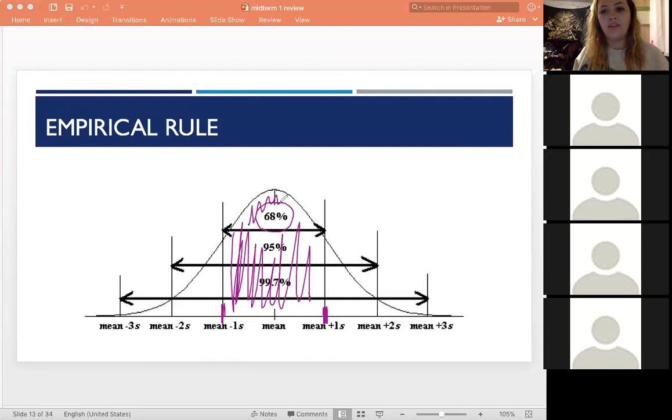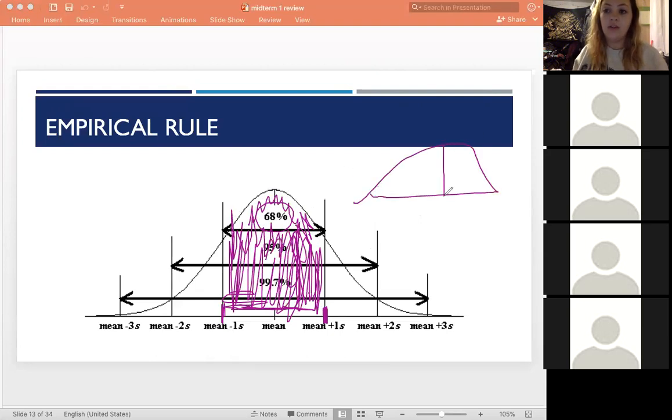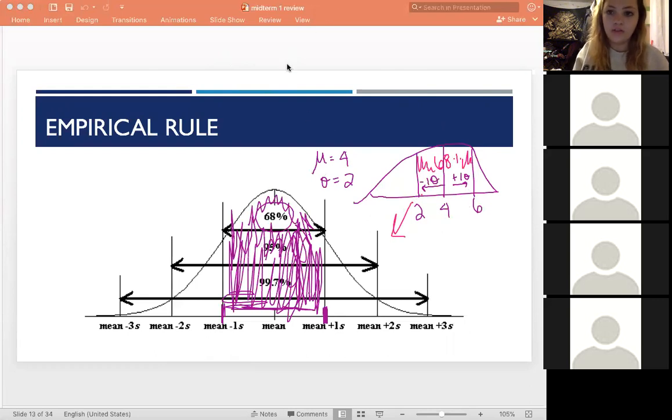So point being, 68% of our data lies between plus or minus one standard deviation of the mean. And this goes for anything. If we had a curve like this, and let's say it had a mean of 4 and a standard deviation of 2. If I go to the mean of 4, and then go over one standard deviation on either side, plus one standard deviation and minus one standard deviation, that would give us 6 and 2. And still, according to the empirical rule, plus or minus one standard deviation, 68% of the data lies between these two points here. So same idea, this would basically just be standardized to that. So on and so forth for the other two.